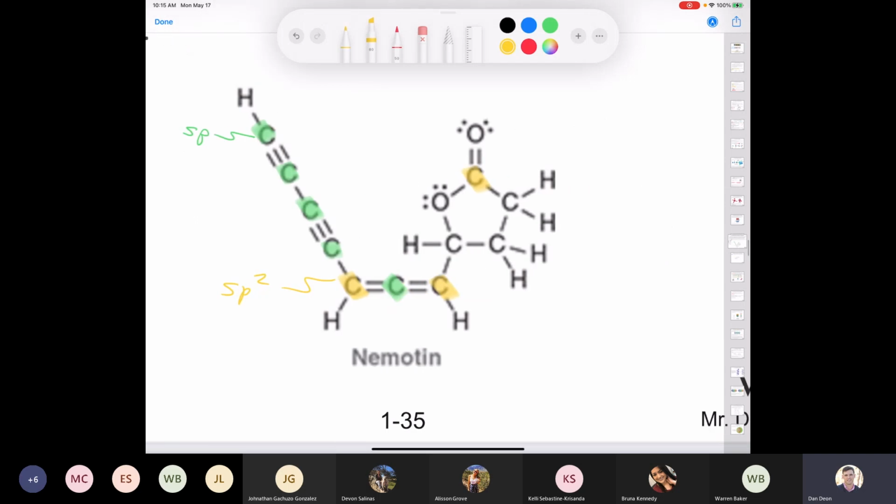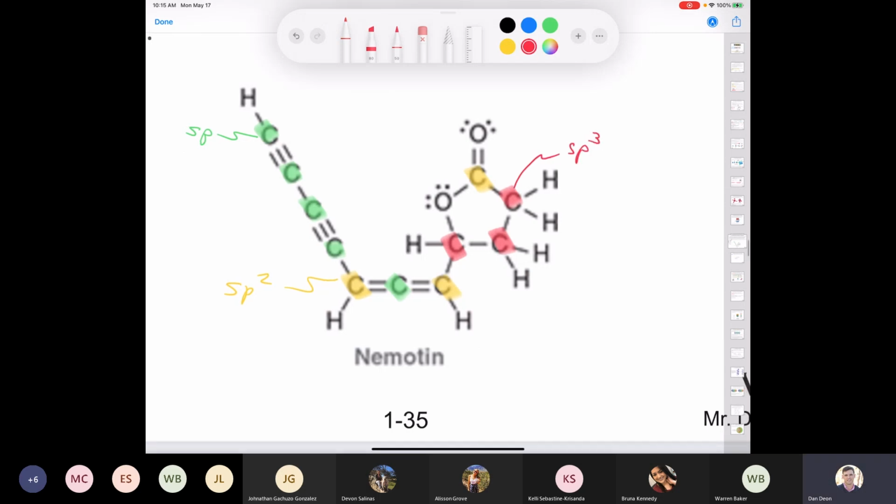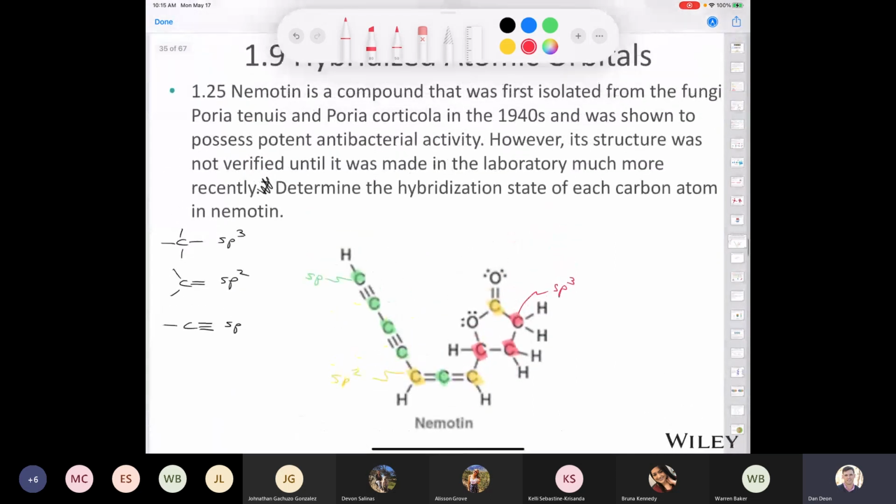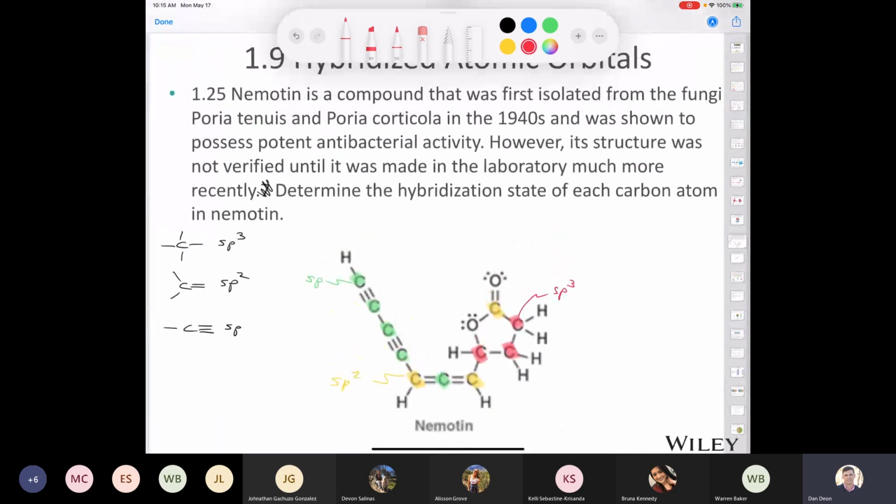And then if I look at the other carbons, so if I highlight this one, and this one, these are all sp3, right? Because they all have 4 single bonds. So you've got to be able to look at a molecule and recognize which carbons are sp2, which carbons are sp, which carbons are sp3 hybridized.